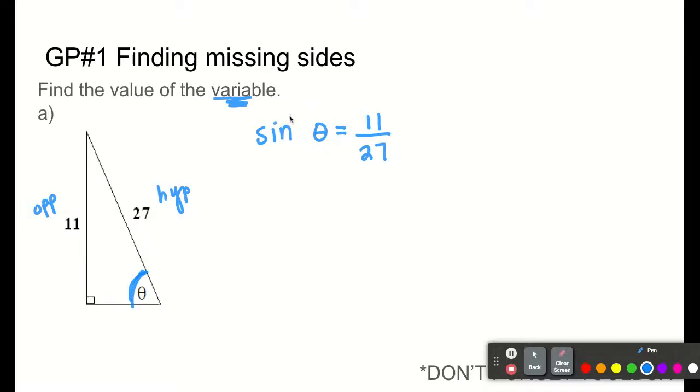So what we're going to do here is we're going to use the sine inverse on both sides of the equation in order to get theta by itself, just like we do with addition or subtraction or multiplication or division. So the inverse undoes the sine, leaving us with theta, and that is equal to the sine inverse of 11 divided by 27.